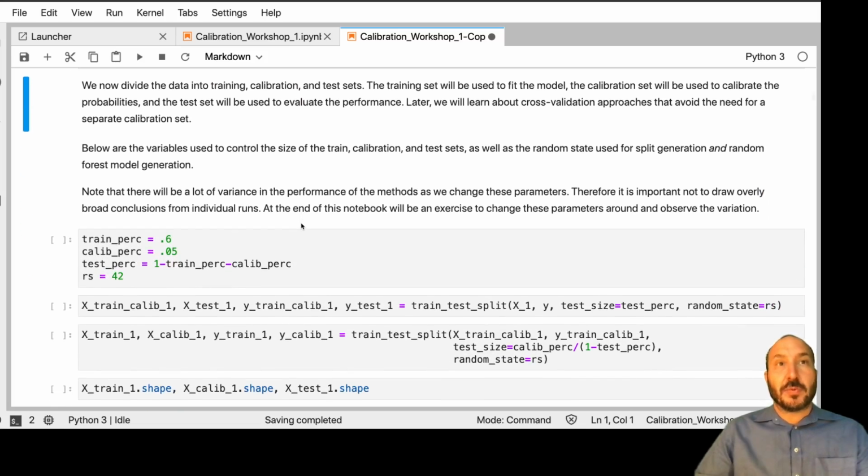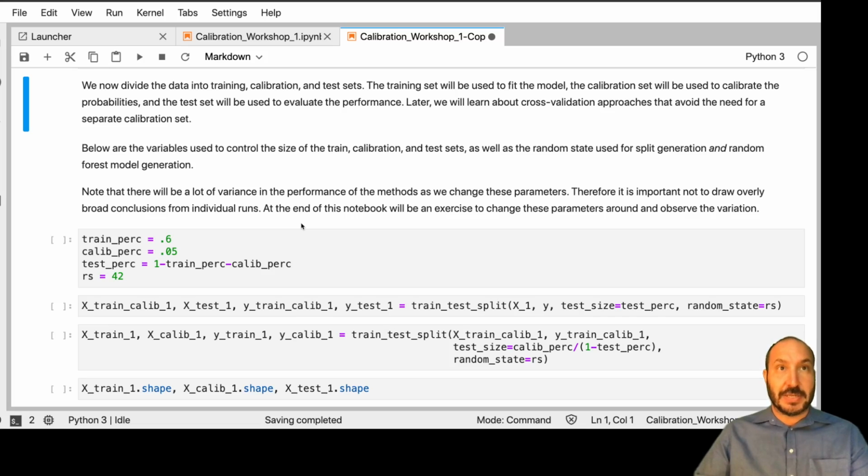And so to move forward, we're going to start by dividing the data into training, calibration, and test sets. So we're going to use the training set to build the model. We'll use the calibration set to calibrate the probabilities, and then we can evaluate the performance on the test set. Later, we're going to learn about cross-validation approaches that avoid the need for a separate calibration set.